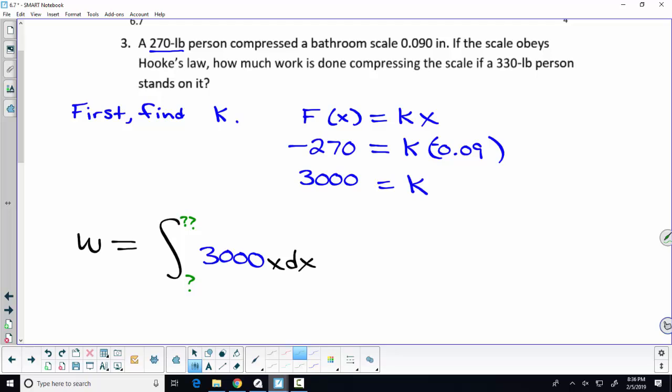Zero. Wait, what? 270 on bottom, 330 on top, right? No, because this isn't a distance the scale spring is traversing. Would you plug 330 into f of x and then plug in 3000 for k and solve for x? Yeah. Let's say the initial distance on the scale would be 0, right? So it'd be 0 to something. How do we find that something?